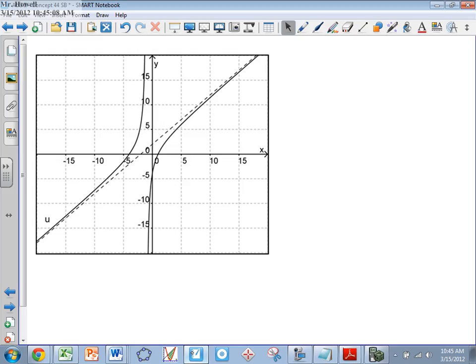The problem though is this, Rosie. The functions I gave you to arrange, remember they're all like little pieces? You can't graph them.